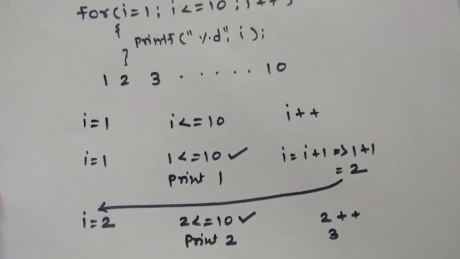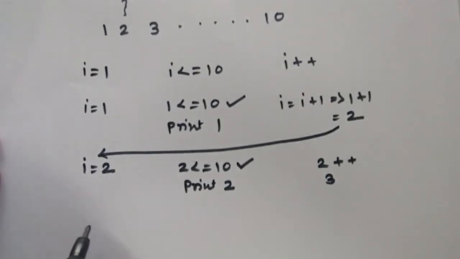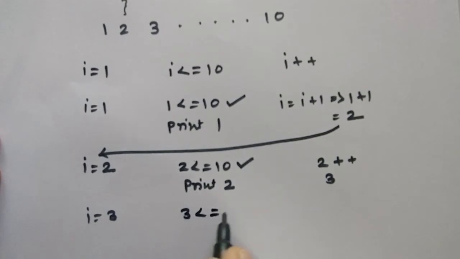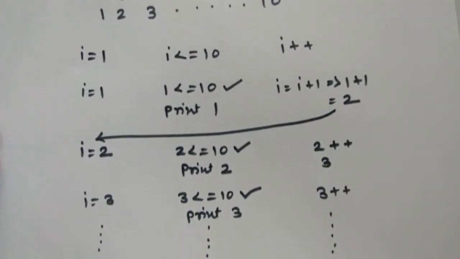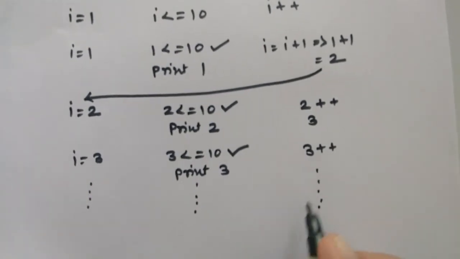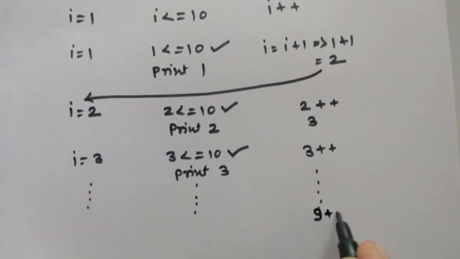So after this i equals to 3. Then 3 is less than equals to 10. Yes, it is also correct. So it will print 3. So here is print 3 and here 3 plus plus. In this way, we need to trace the output. So see, like 9 plus plus means the i value is now 10.